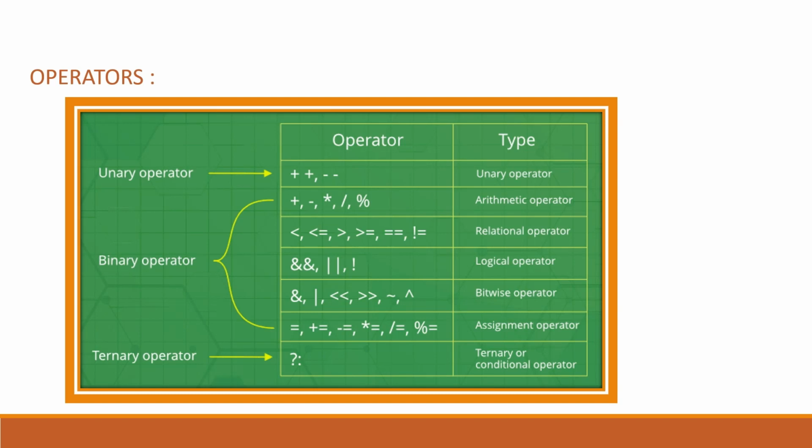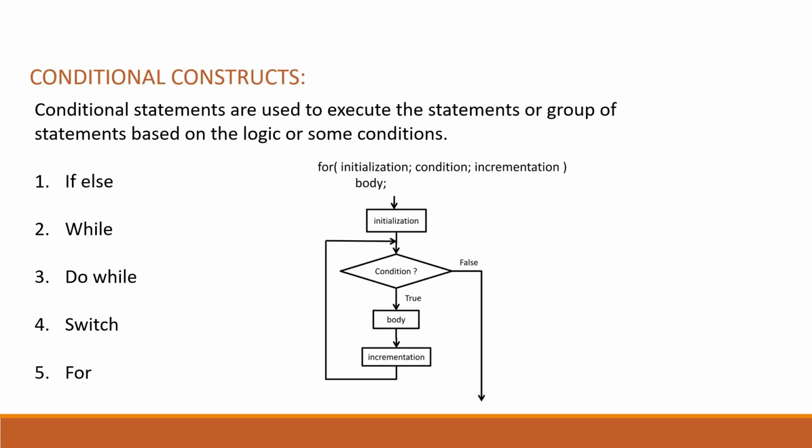The ternary operator, like I said before, is a special case. The condition given before the question mark is checked. If the condition is true, the statement given before the colon is executed. If it is false, the statement given after the colon is executed. Then we are moving on to the conditional statements. There are basically five types: if else, while, do while, switch, and for. I used these conditional structures to build my project.